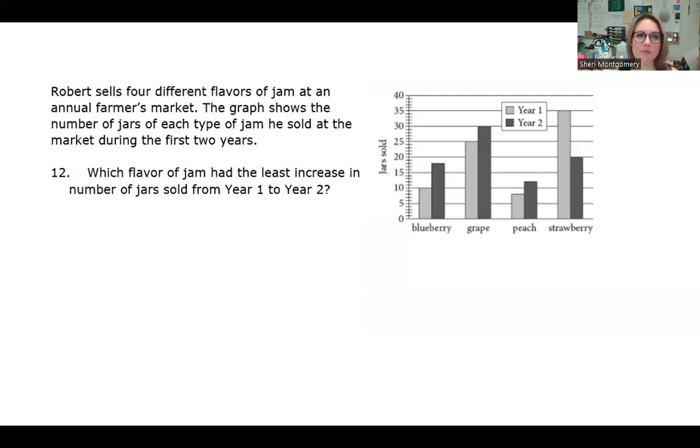Which flavor of jam had the least increase in number of jars that were sold? Yeah, I agree. Which one had the least increase? Well, that is showing the increase for blueberry. That's showing for grape. That's showing for peach. I agree. Peach had the least increase.